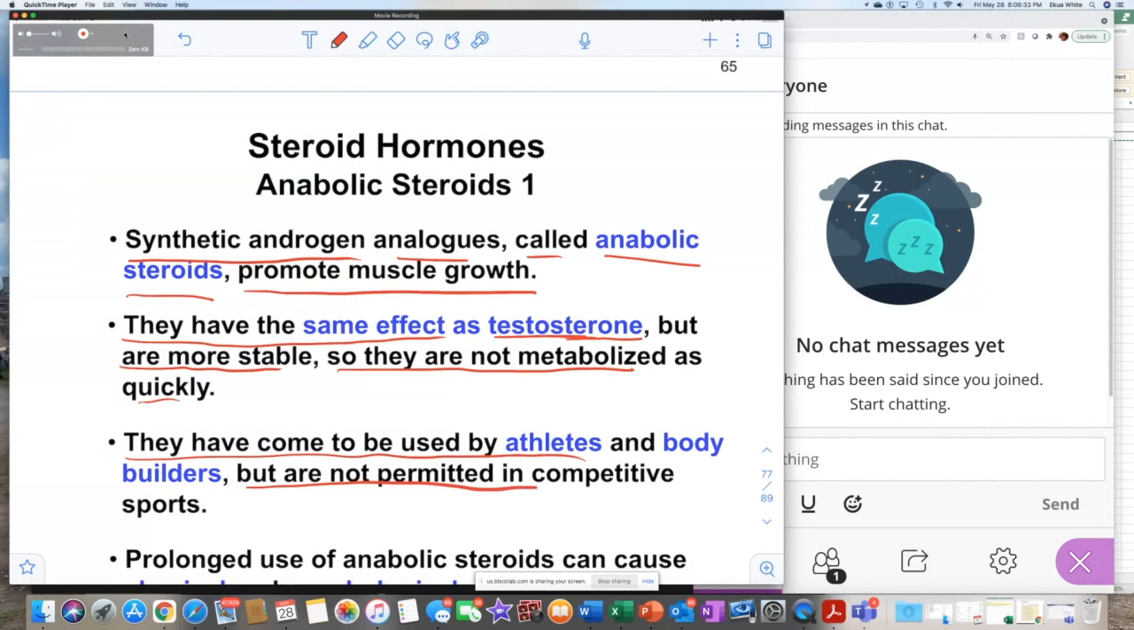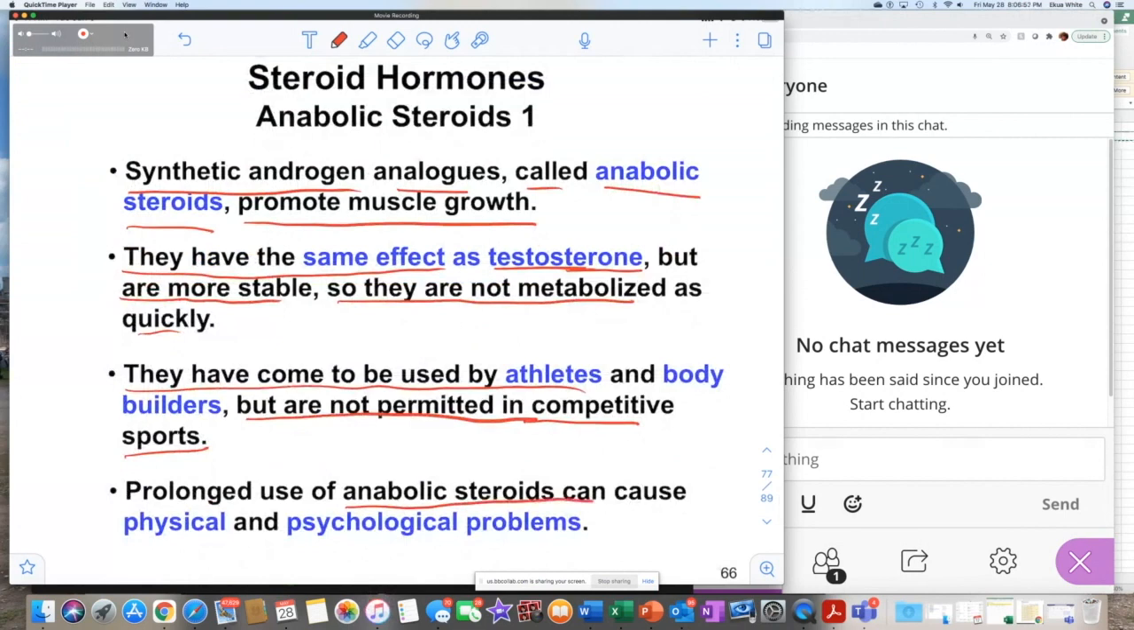People have lost medals over this stuff, y'all. Some of the people that I really loved when I was younger, I'm like, you know what? I thought you was naturally great. I didn't realize you were enhanced great. Anyway, but they are not permitted in competitive sports.